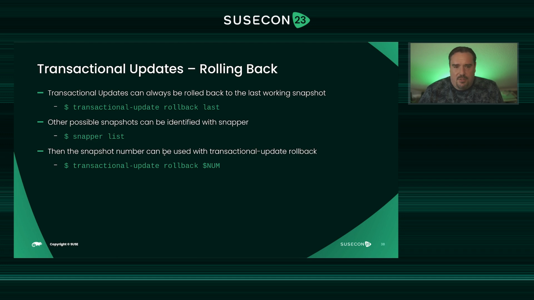The reason you can't use Snapper for doing the rollback is transactional updates on a MicroOS system has extra handling for things like rolling back the configuration, which Snapper can't do. So, if you did a Snapper rollback, you potentially roll back the base OS and don't roll back the config, which potentially means you end up with more of a mess than you otherwise would. So, transactional update is the way to go to roll back any MicroOS system, not just the MicroOS desktop.